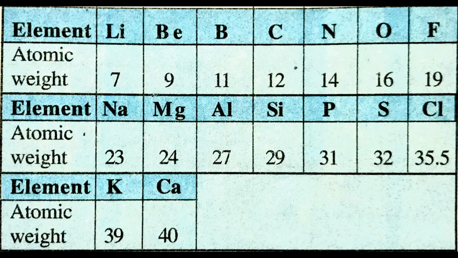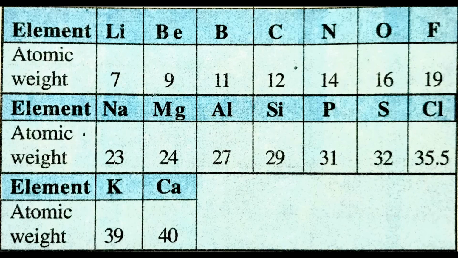Okay, so now everything was fine for Newland, but here comes a problem now. Newland was able to arrange these elements in the system where the first element has similar properties to the eighth element only up to calcium. His law worked only up to calcium. It did not work for atomic weights ahead of calcium. So it was not applicable for elements ahead of calcium. Hence, it is obvious that Newland's law has to be rejected.